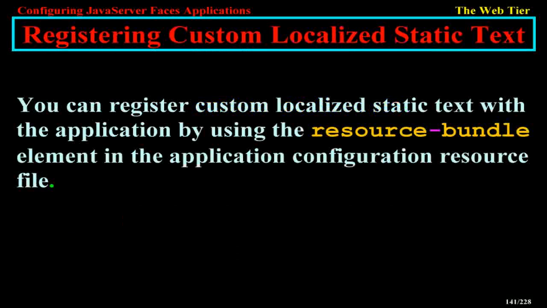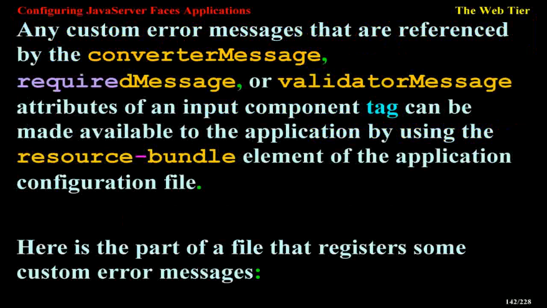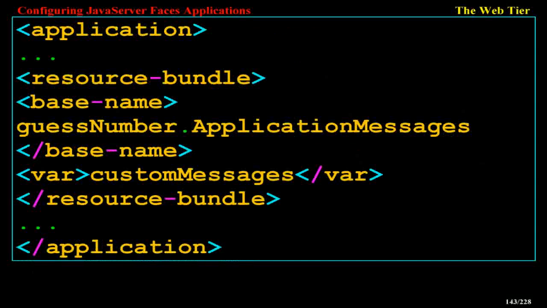You can register custom localized static text with the application by using the resource-bundle element in the application configuration resource file. Any custom error messages that are referenced by the converterMessage, requiredMessage, or validatorMessage attributes of an input component tag can be made available to the application by using the resource-bundle element of the application configuration file. Here is the part of a file that registers some custom error messages. <application><resource-bundle><base-name>resources.ApplicationMessages</base-name><var>customMessages</var></resource-bundle></application>.